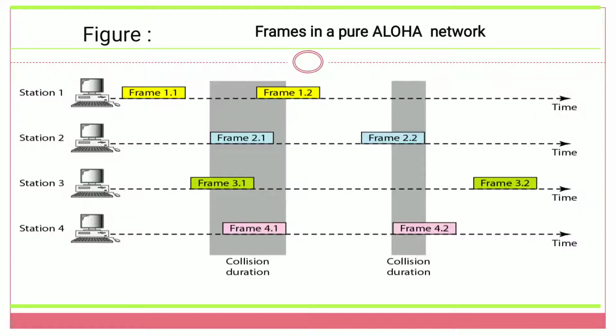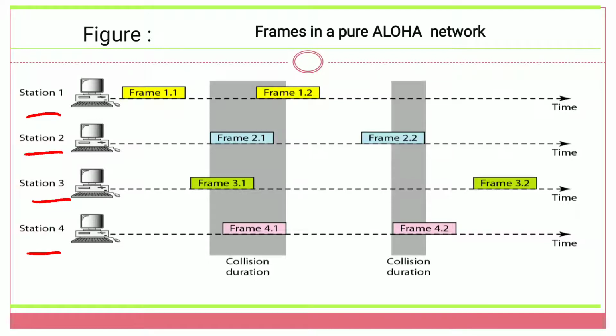Here is one example of frames in a pure Aloha network. Here we have four stations: station 1, station 2, station 3 and station 4. Now the four stations want to transmit data at any time. As per the concept of pure Aloha, any station can transmit data at any time. That is the main point used in the Aloha protocols.